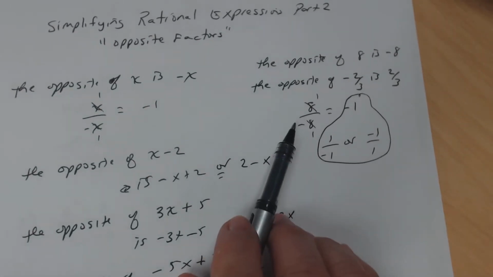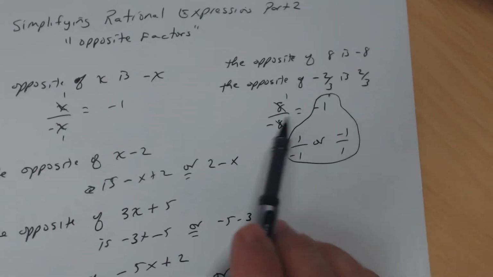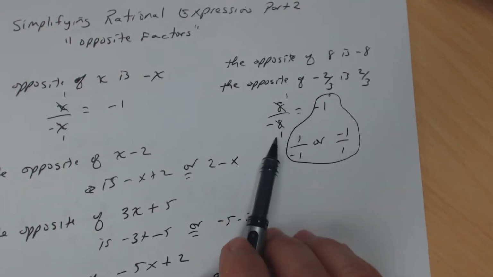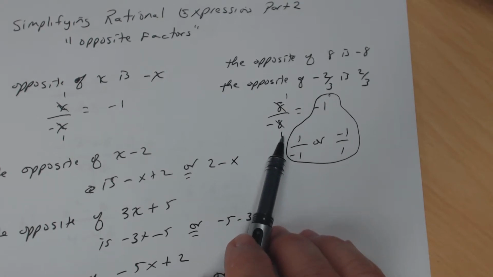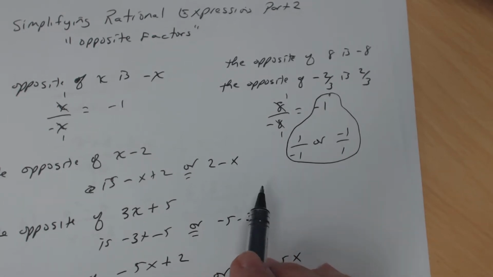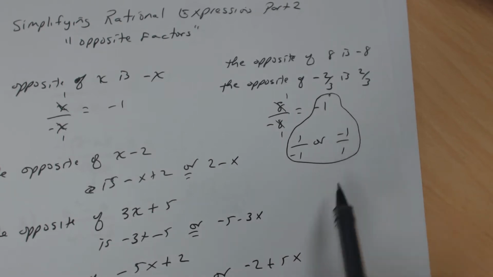Remember where we said that if I have two things that are opposites of each other, like right here, I can reduce those. 8 divided by negative 8 is a negative 1. So I get 1 over negative 1. All right. Or I could have said negative 1 divided by 1. All right. It doesn't matter.